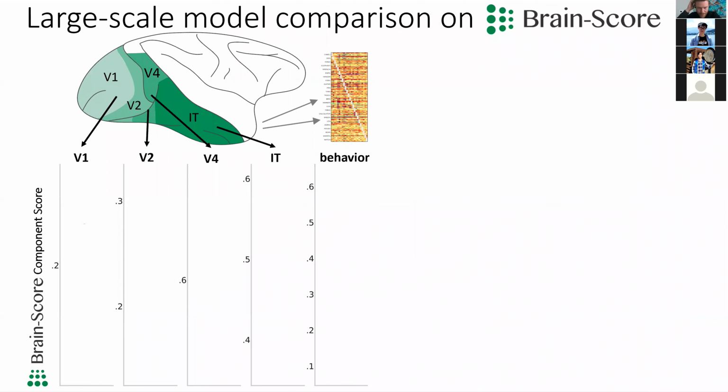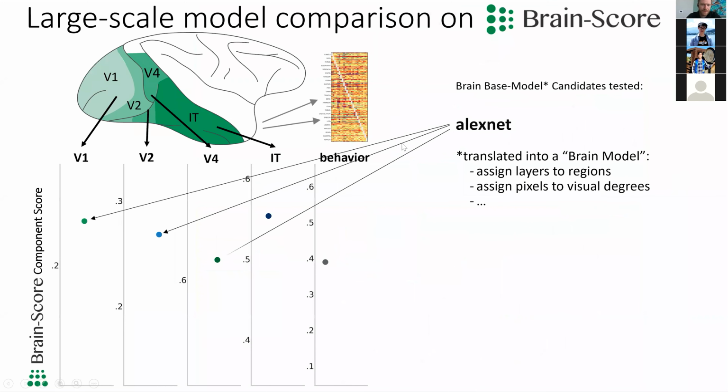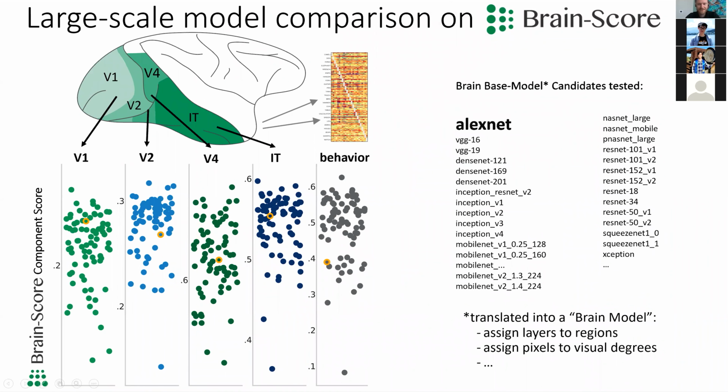Okay, so now when we actually run these models, it can go something like this. Again, I told you there are, let's say, 5 benchmarks ranging from early visual cortex V1 to higher level visual cortex IT and behavior. So when we now test a model like AlexNet, it gets a certain score. We've tested over 100 or hundreds of models at this point. And you can see that there's a pretty wide scatter of how well these different models perform on these different benchmarks.